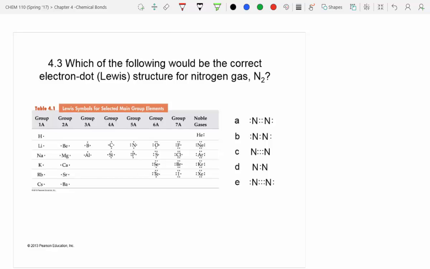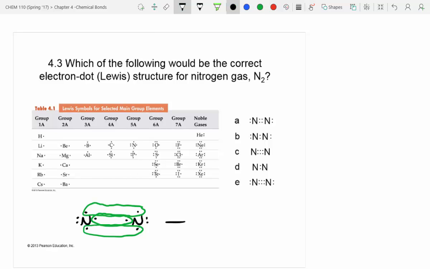All right, which of the following would be the correct electron dot structure for nitrogen gas, N2? So let's even just build it on our own without looking. Nitrogen has how many valence electrons normally? 5. So 1, 2, 3, 4, 5. 1, 2, 3, 4, 5. Okay, we need to pair these up. This is a covalent compound, so we're not going to add or subtract electrons. So we're just going to try to pair it up the best we can.